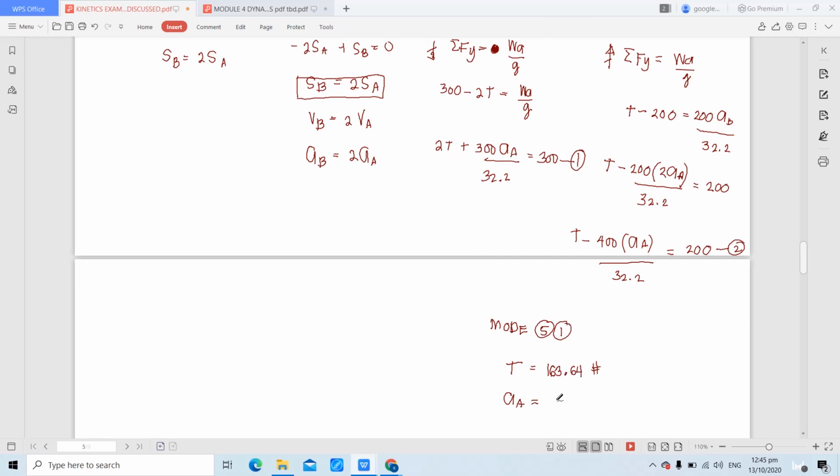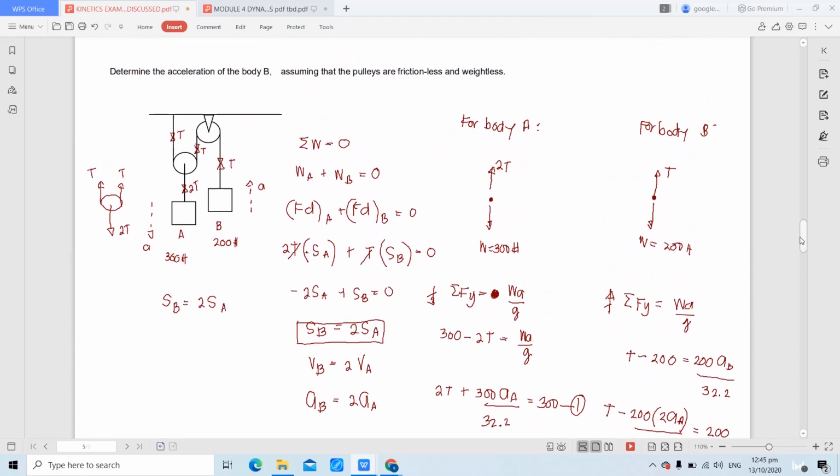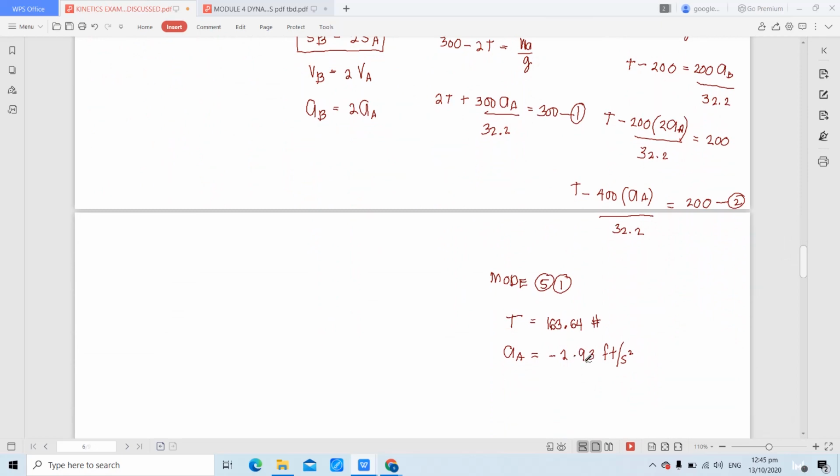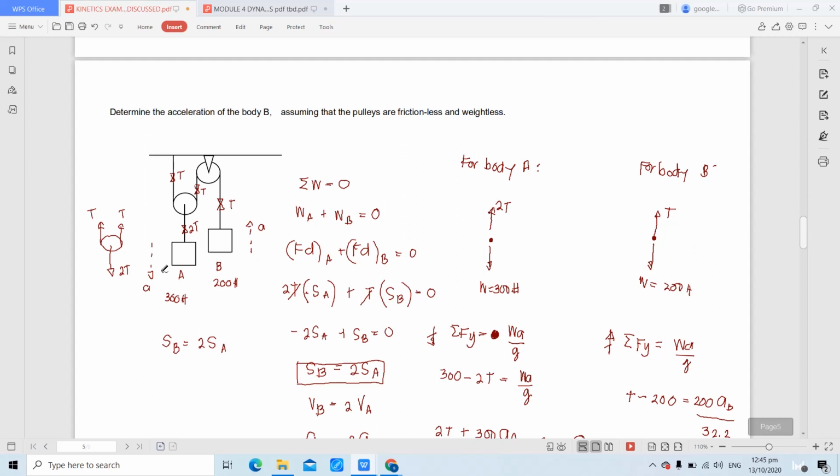And then, acceleration of body A, what did you compute? Negative 2.93 feet per second square. Right? This is what we said earlier in our steps, guys. Our two bodies are not in contact with a surface. Therefore, in our free body diagram we did not consider any friction force. So when you get a negative acceleration, the magnitude 2.93 is correct. The negative sign indicates that the assumed direction is wrong.